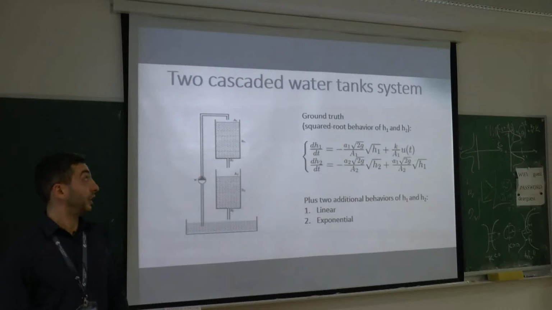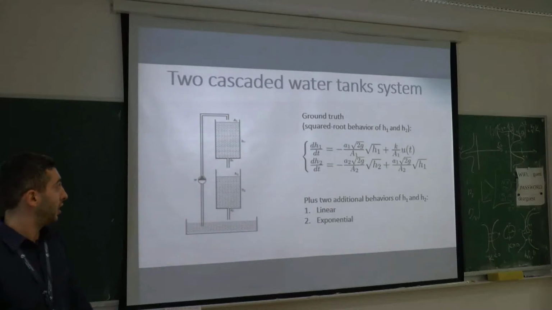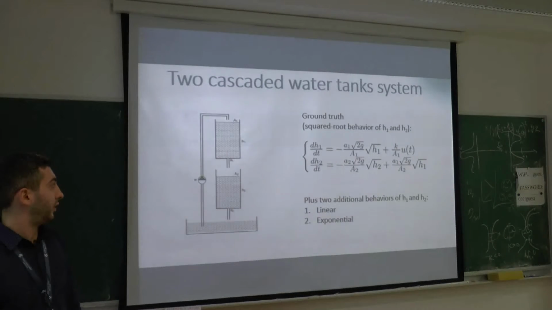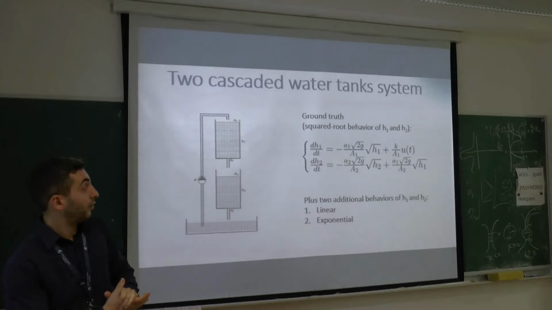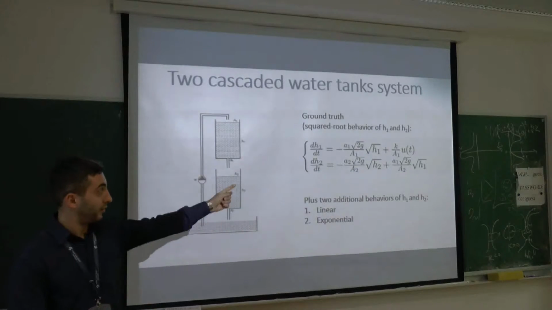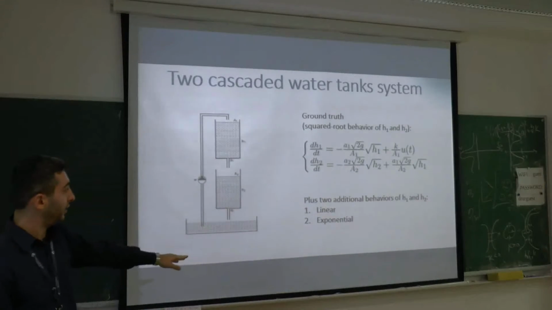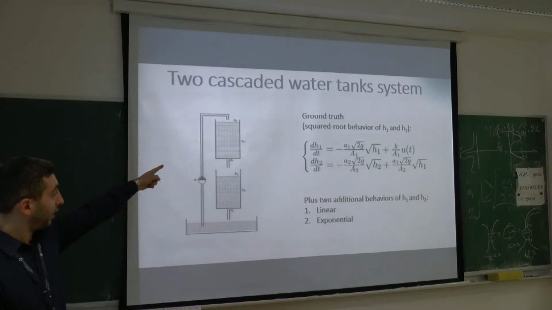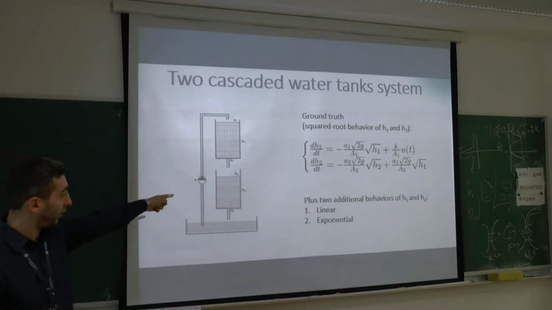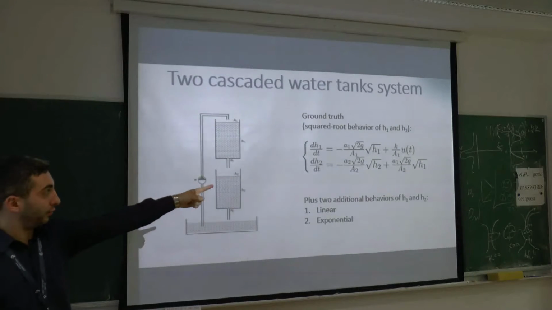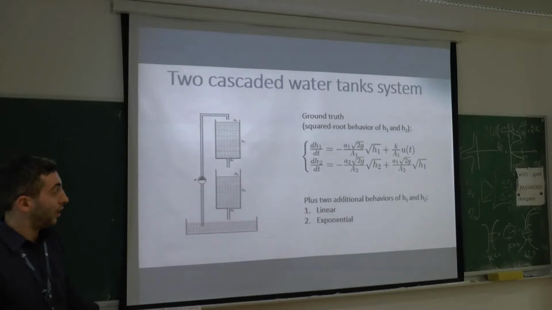The two cascaded water tank system is shown in this picture. It consists of two water tanks placed one above the other with three outlets, and they are fed by a pump. The ground truth, or the behavior of this particular model, is represented in this picture, and there we can see that we have inflow from the pump to the upper tank, flow from the upper to the lower tank, and outflow from the lower tank. That behavior is square root behavior of H1 and H2.